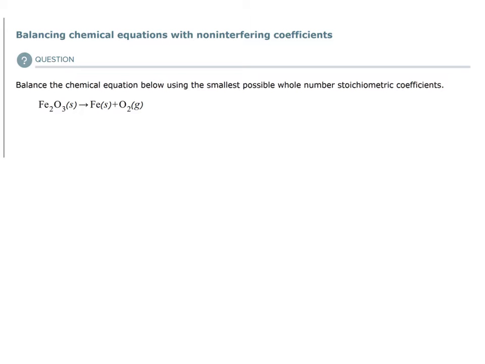So what are stoichiometric coefficients again? Are these the stoichiometric coefficients? No, these are the subscripts. The stoichiometric coefficients are the numbers that go in front of each substance. So if I want to balance this equation, how do I do that?